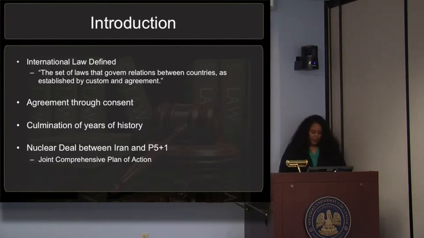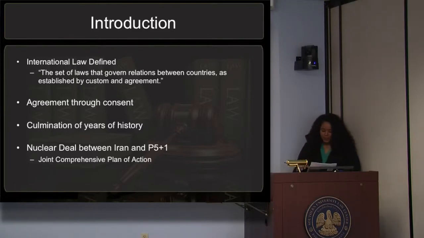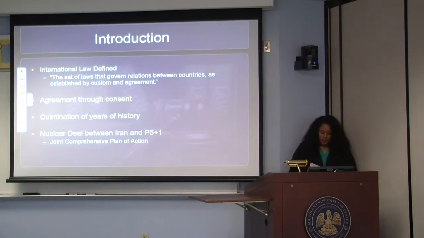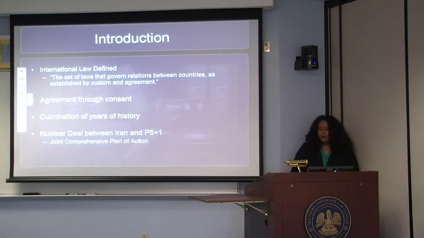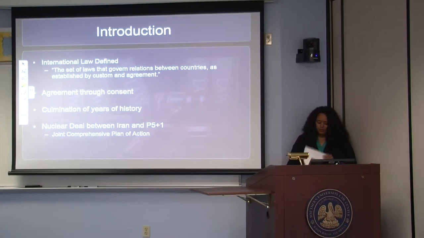One such example is the nuclear deal between Iran and the P5 plus one. The P5 plus one is also called the E3 plus three, and it is the five permanent countries of the UN Security Council, which are the US, Russia, China, France, Great Britain, plus Germany. This nuclear deal is officially titled the Joint Comprehensive Plan of Action.